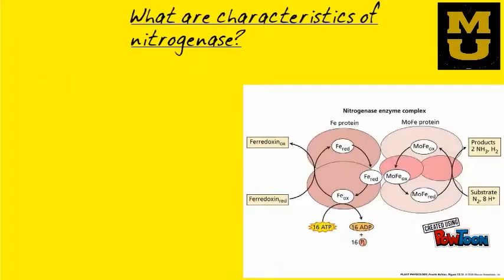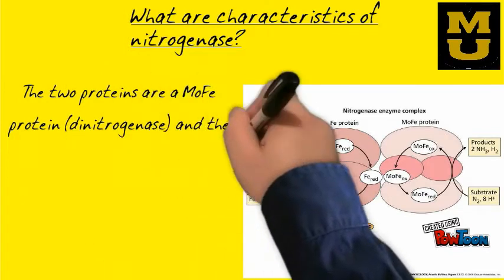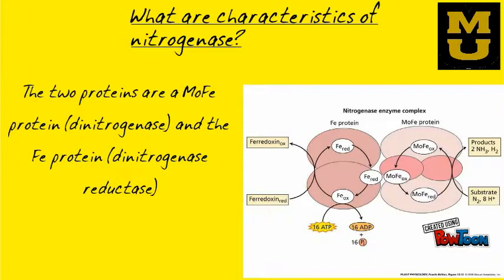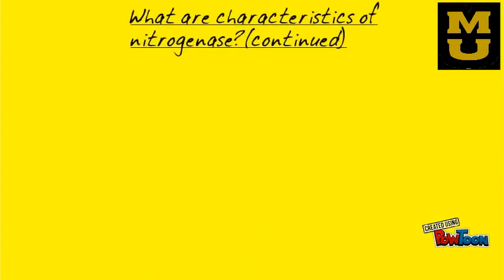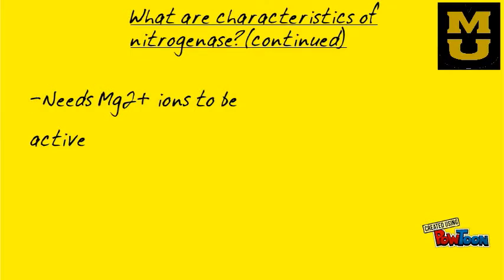What are the characteristics of this nitrogenase enzyme? The two proteins are molybdenum iron protein, which is the dinitrogenase part, and the iron protein, which is the dinitrogen reductase part. The nitrogenase enzyme also needs magnesium ions to be active, and it is also destroyed by oxygen.